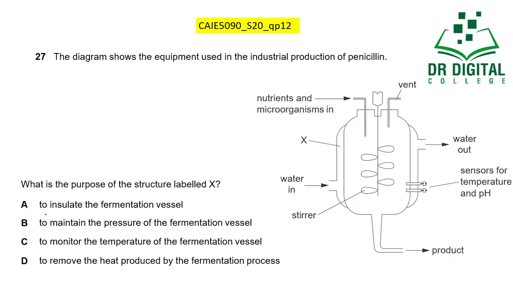Okay, A is telling that to insulate fermentation vessel. Basically, this is not for the insulation. This is for the removal of the heat.